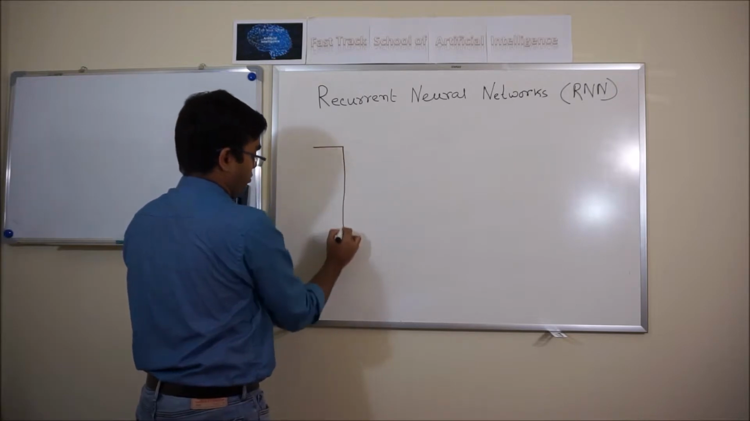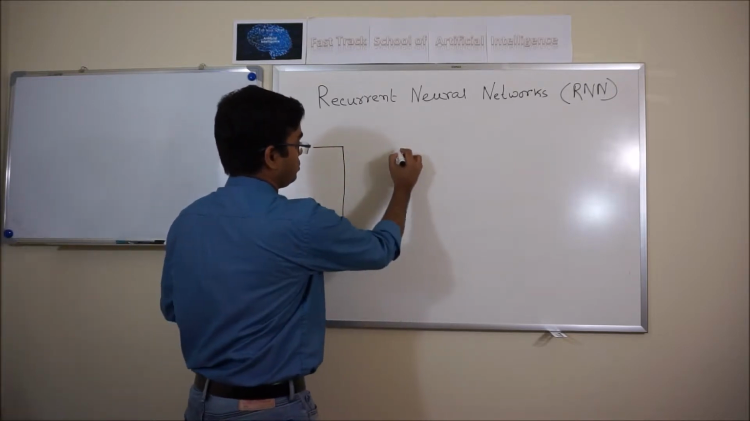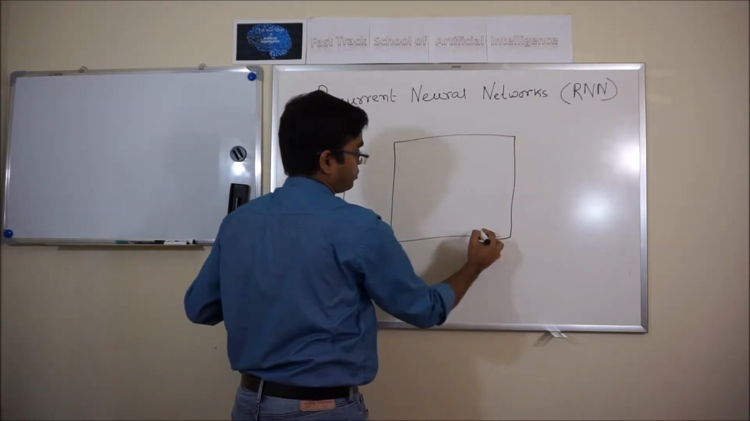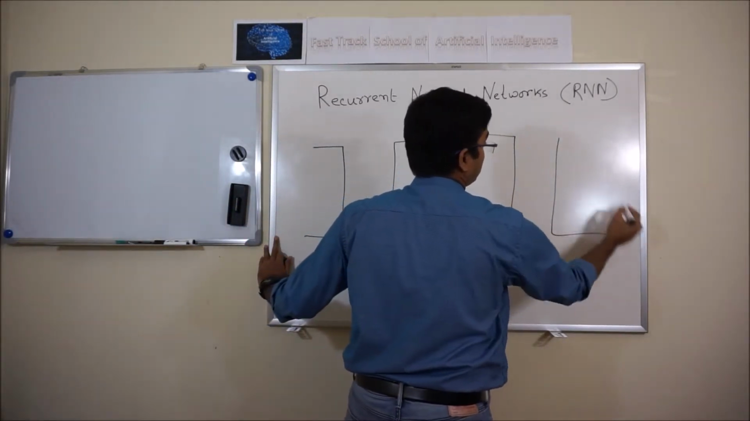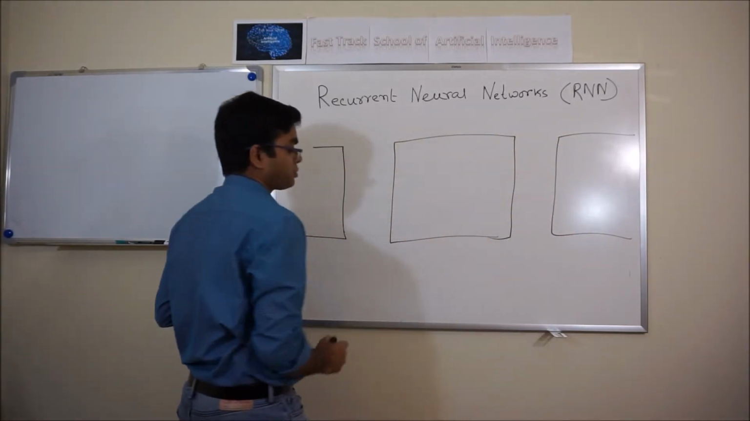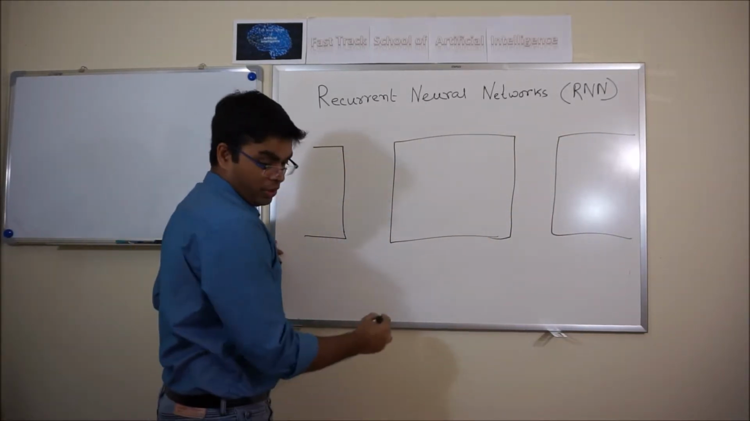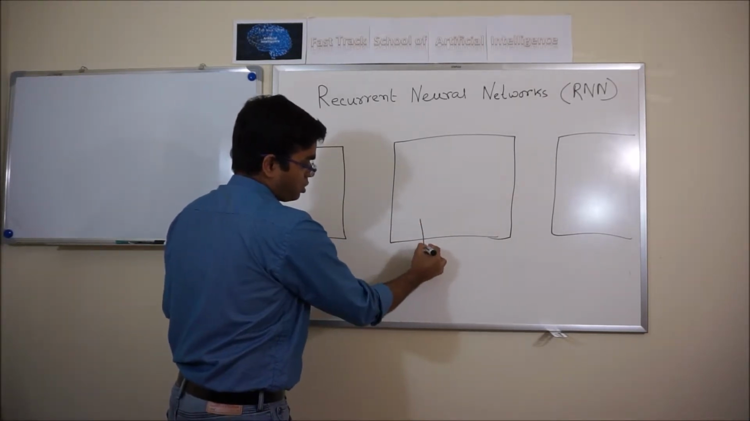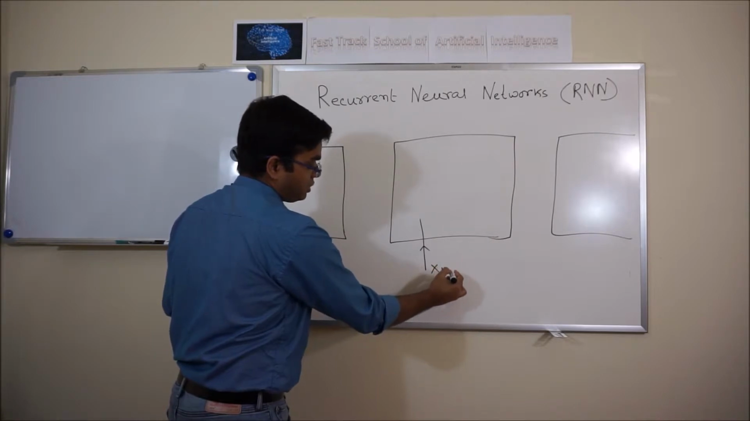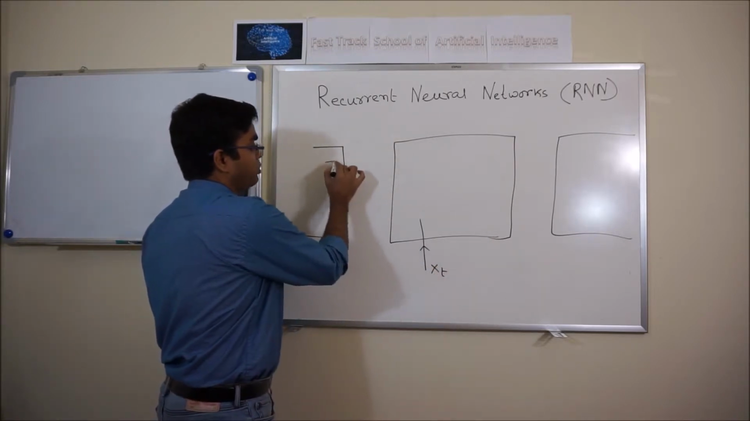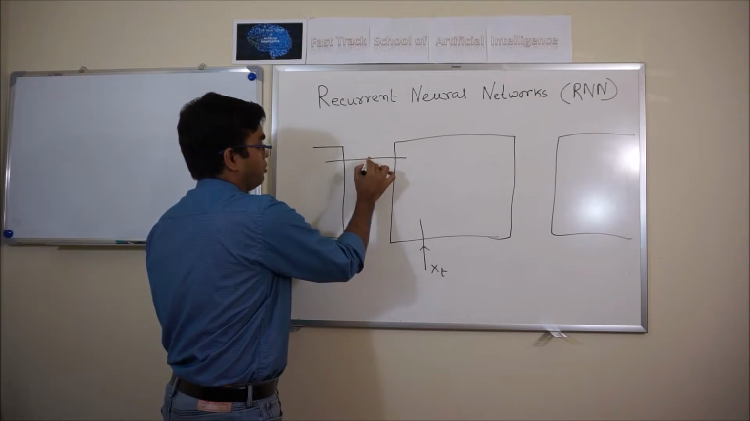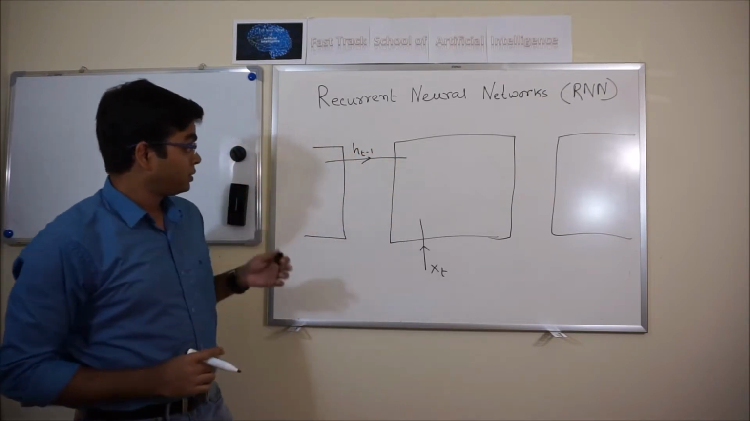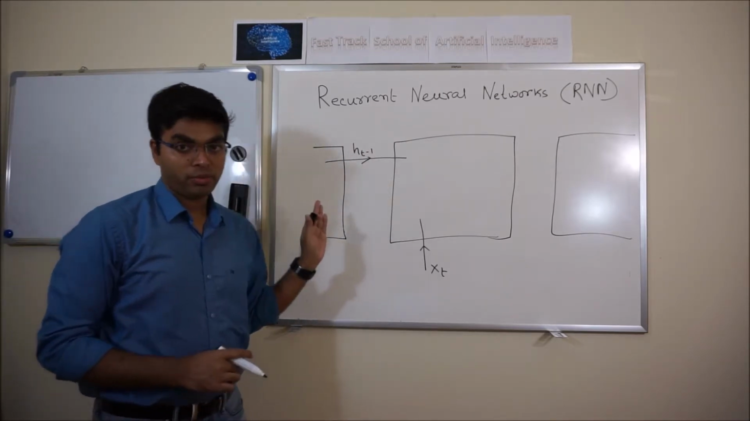Assume this is one module. This is one important module which I am going to focus on at this point. And this is the successor module. What is happening here is it is taking one input, termed as XT, and it is getting some input from the previous module as well, which I am terming as HT-1. T-1 is the previous frame we are talking about.